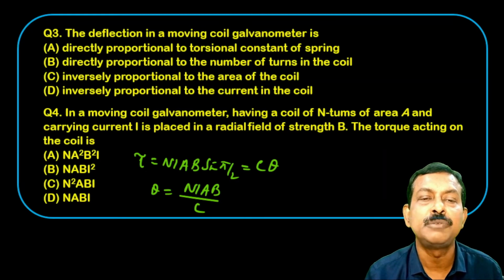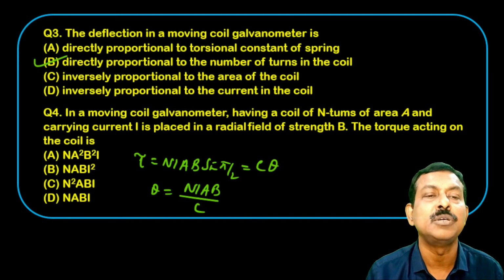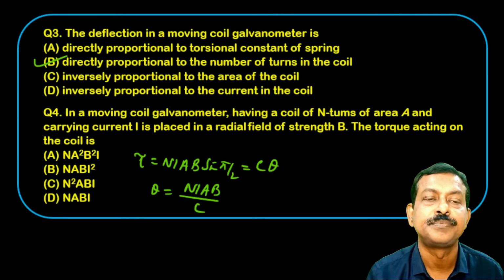So the deflection being directly proportional to the torsional constant is wrong. Directly proportional to the number of turns of the coil is the correct one. Inversely proportional to the area of cross section is wrong. Inversely proportional to the current is also wrong. So the second one, that is option B, is the correct one. Now let's take the next one.